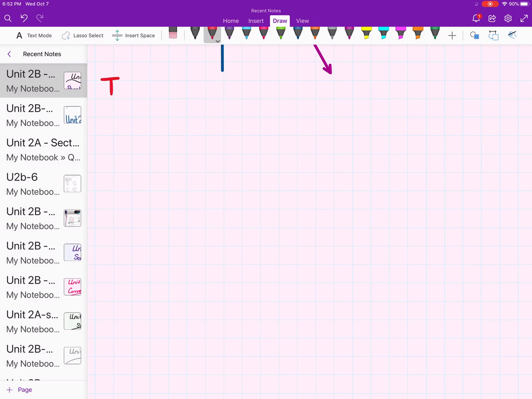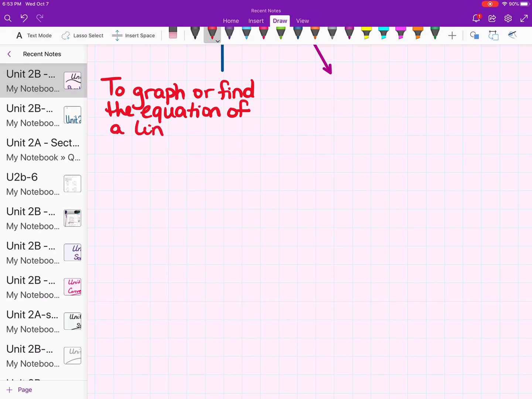So to graph or find the equation of a line, and it's always going to be this. Oh, I don't know how to spell line, apparently. Number 1, find and label the slope. Sometimes you have to solve for the slope. Sometimes it's given to you. So find and label the slope.